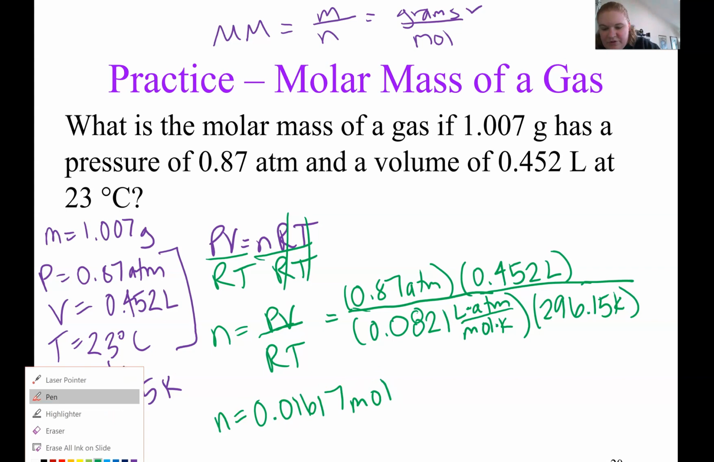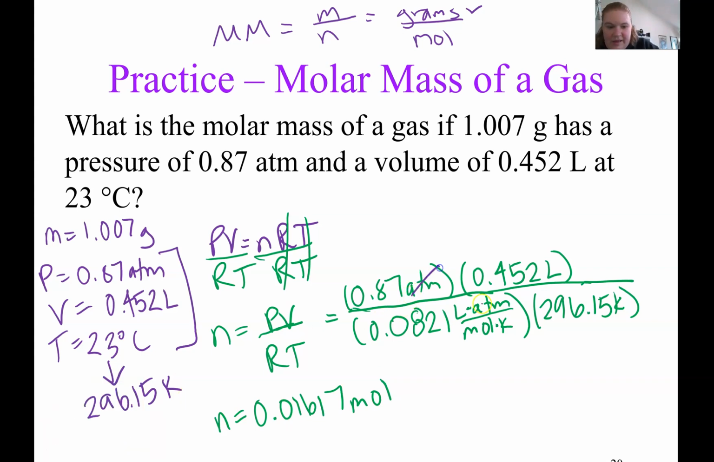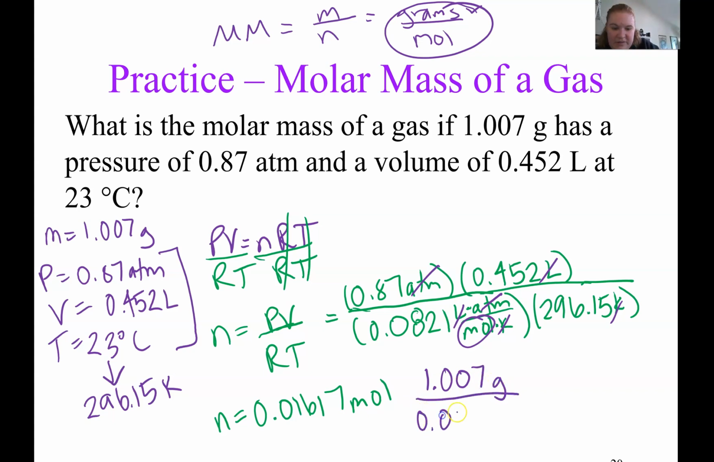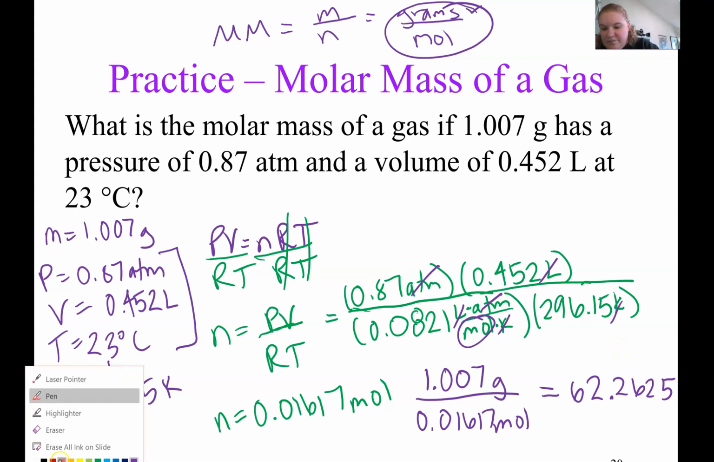And I know it's moles. I'm going to show my units canceling out here. Atmospheres, liters, Kelvins. We're left with moles. And I get 0.01617, but we're not done. We need to put it into our molar mass equation here. So 1.007 grams divided by 0.01617 moles. And I get 62.2625. So we're going to check sig figs and units.